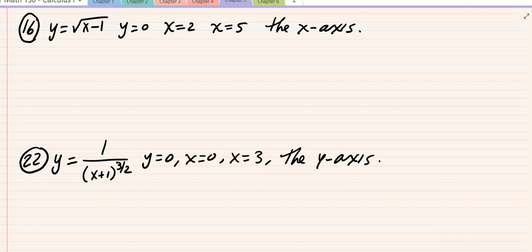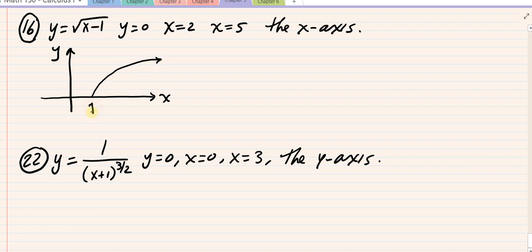Okay, so in number 16, remember, we need to start by graphing these. So this is my coordinate system. Here's x, y. Square root of x minus 1 is going to be the basic square root that is shifted to the right 1 unit. Now y equals 0, that is the x-axis. True? And x equals 2 is a vertical line at 2. And x equals 5 would be some distance later. Okay, so we have the region identified.